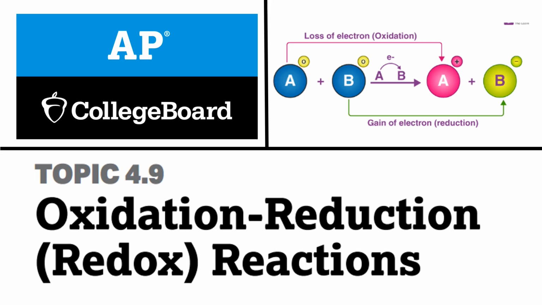Hi everyone, this is topic 4.9, Oxidation Reduction (Redox) Reactions. This is taken from AP Chemistry College Board. Till now, in topic 4.8 also, I told you that there are many types of reactions. Out of that, one is the oxidation reduction reaction, also called the redox reaction.